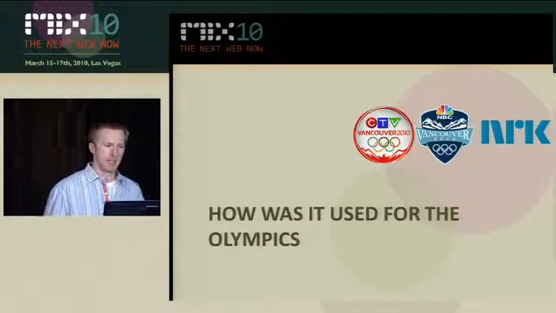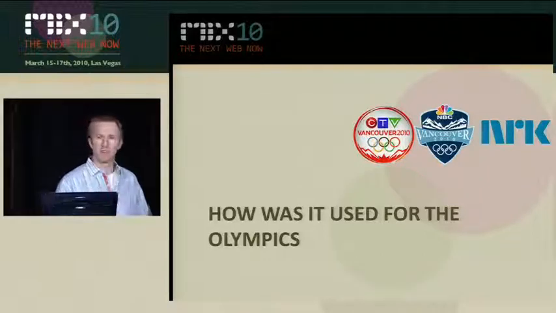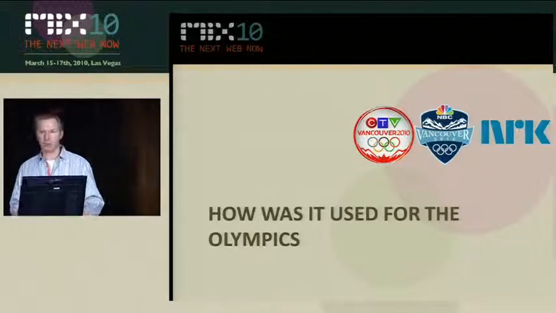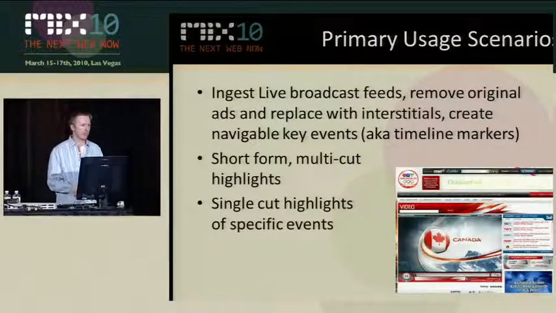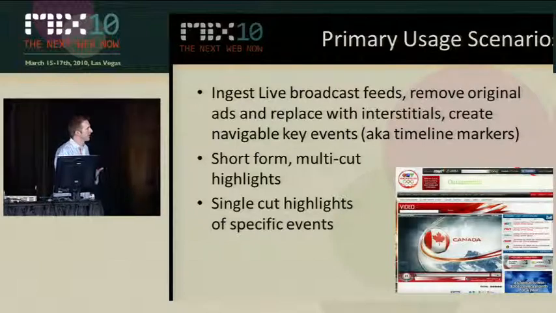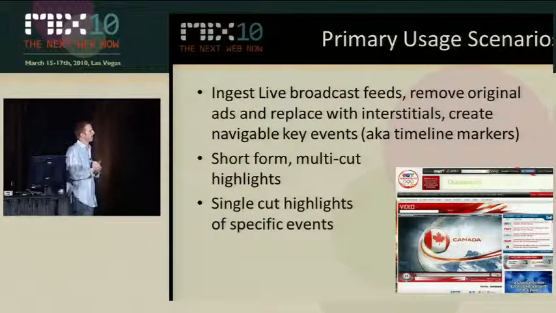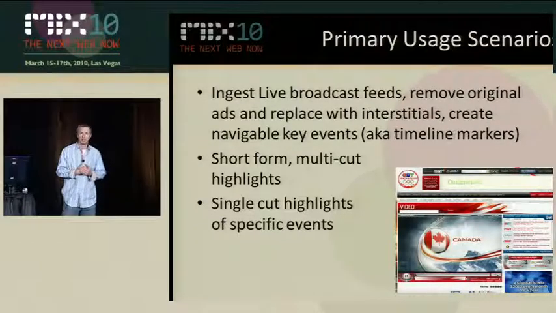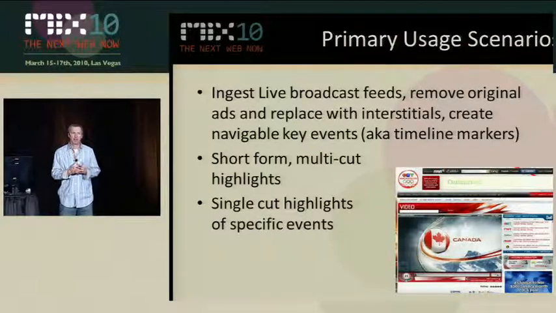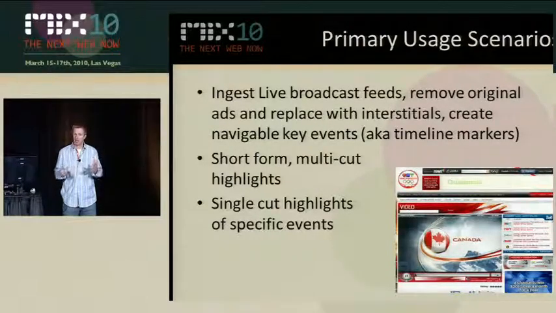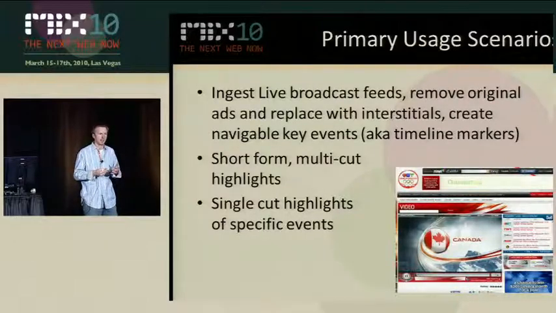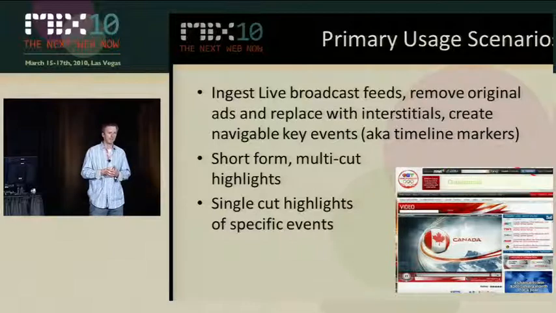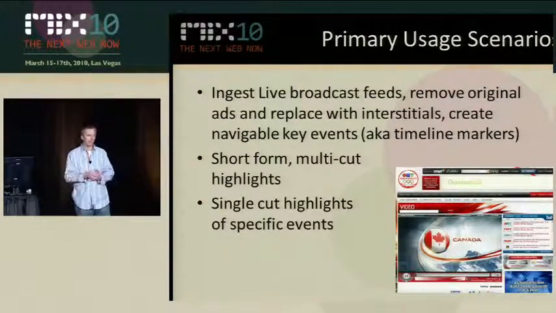Okay. So again, I said I was going to focus on the Olympics. So let's talk about specifically how it was used for the Olympics. So the primary usage scenarios of the RCE is number one. Each of the broadcasters had their broadcast feeds that they were live encoding and pushing to their website. So when I say their broadcast feeds, I'm talking about the stuff that showed up on TV. So, for NBC, Bob Costas and his whole show.